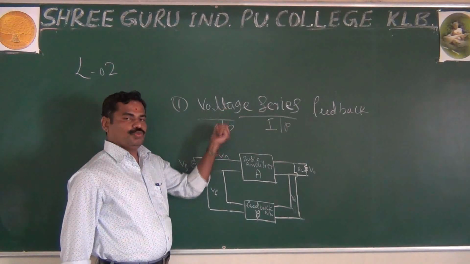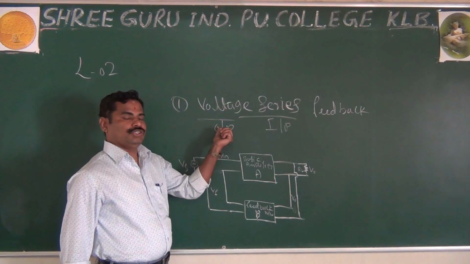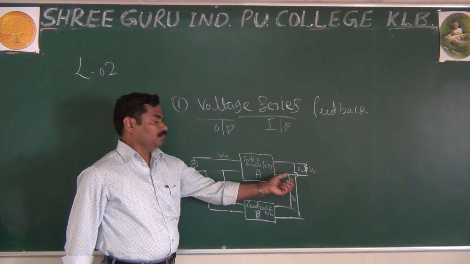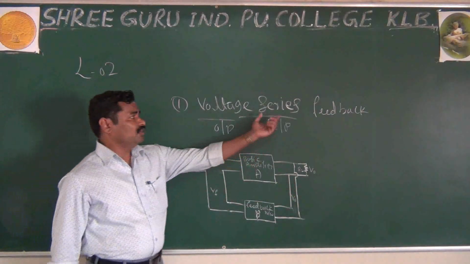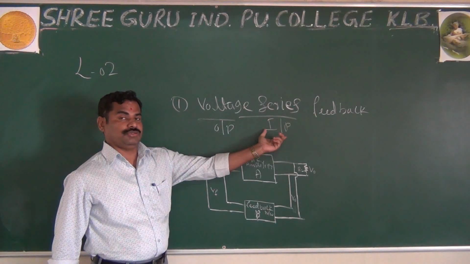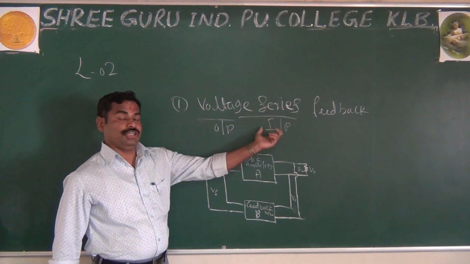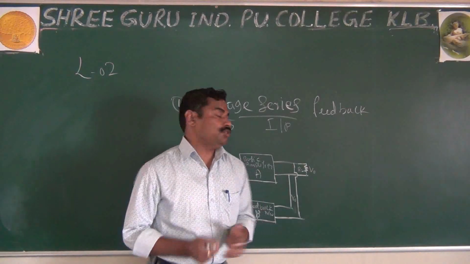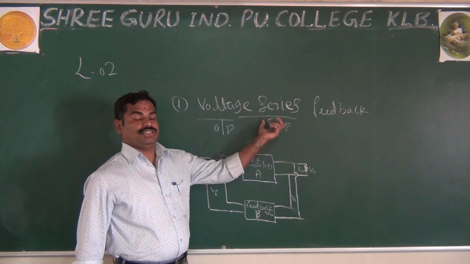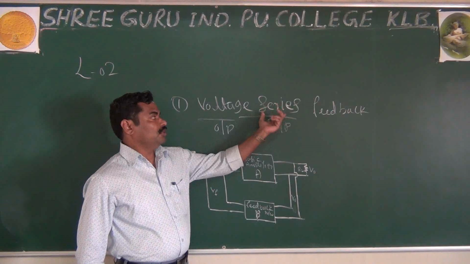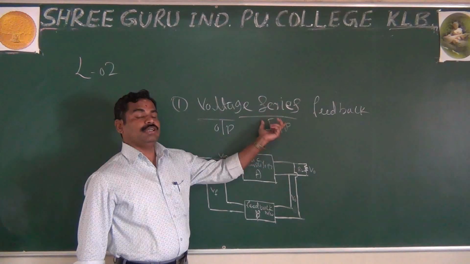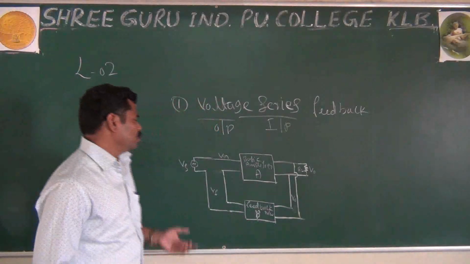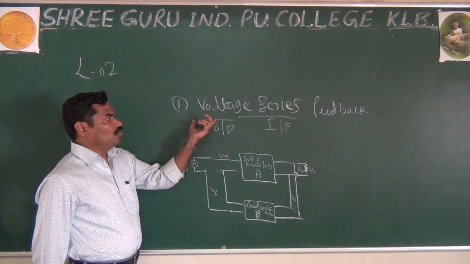First, as I said, the first word indicates output. And as we know, to measure the voltage you connect in parallel, because always you are measuring the voltage in parallel. That's why it is connected in parallel. And the second word indicates series. That is nothing but the input section. In the input section, how are you mixing? If it is series, you have to mix the voltage in series. The series indicates you are mixing the voltage, because always you have to add or subtract the voltages by connecting in series. That's why this is the simple way of understanding voltage series feedback.